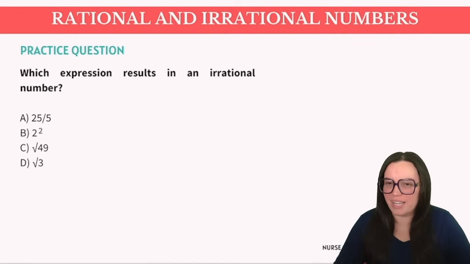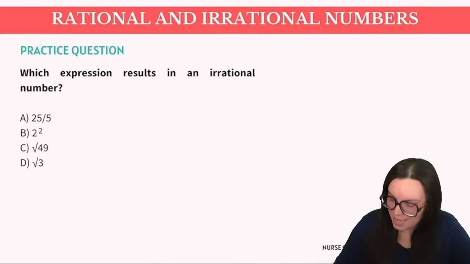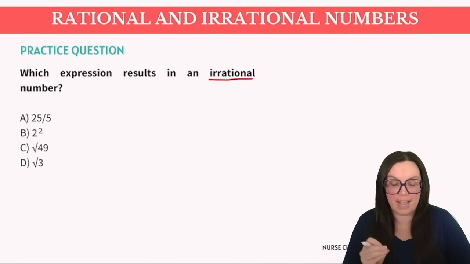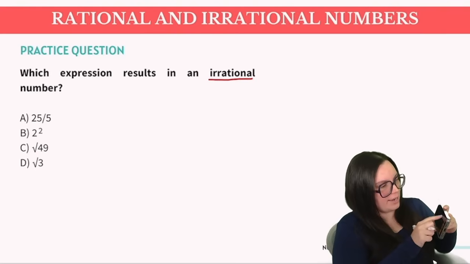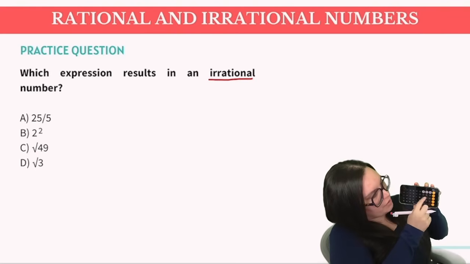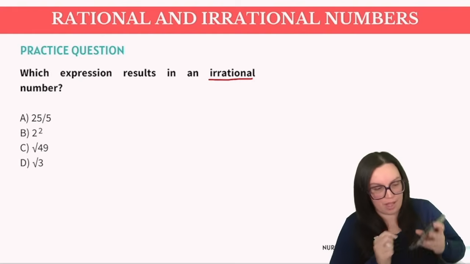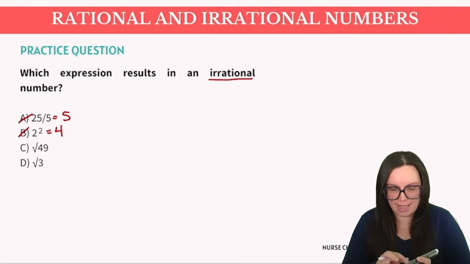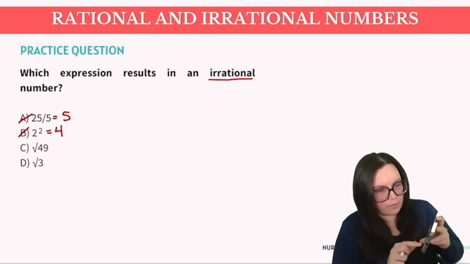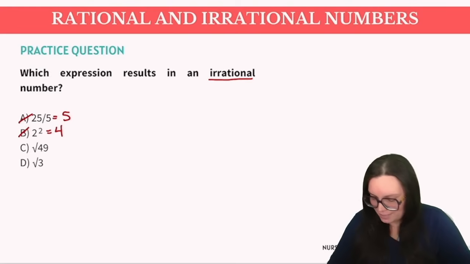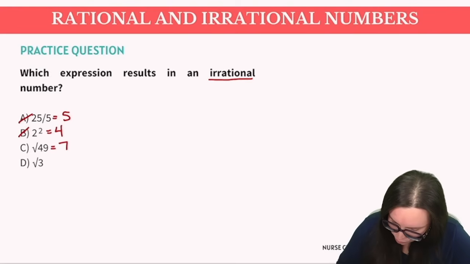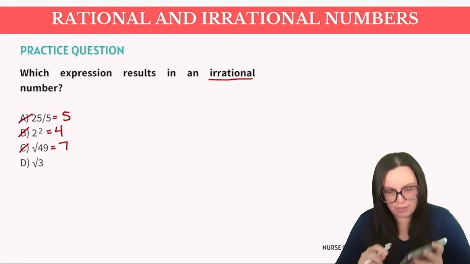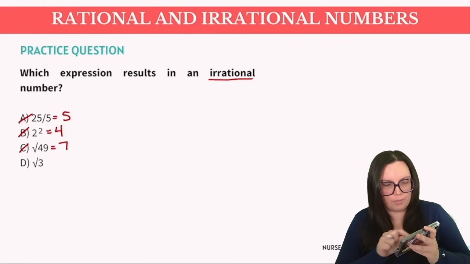Our next question states, which expression results in an irrational number? So again, we're looking for irrational. Starting off with our handy dandy calculator, we have 25 divided by 5, which is going to give us 5. So we know that that is rational. We can eliminate that. 2 raised to the power of 2 is 4. That's also, again, a rational number, so we can eliminate that. We have the square root of 49, which gives us 7. So again, we know that that is also rational. We can eliminate that. And our last number is the square root of 3.